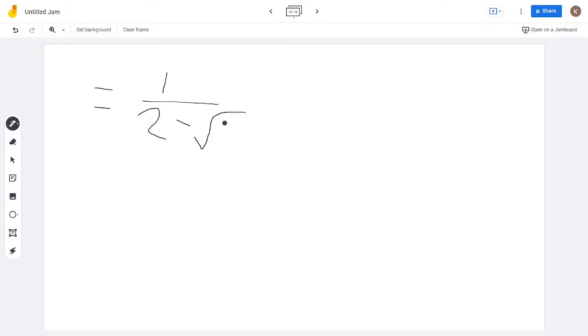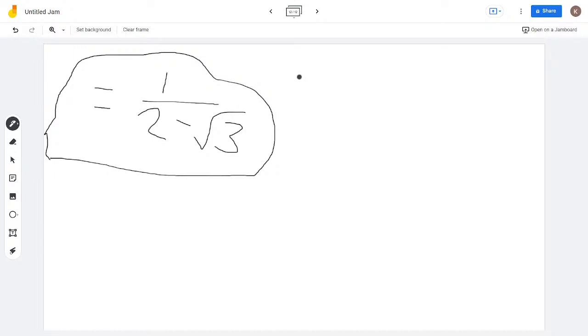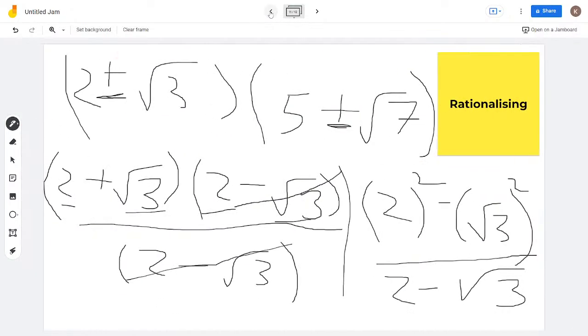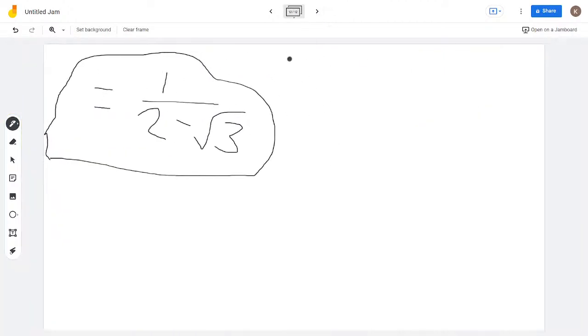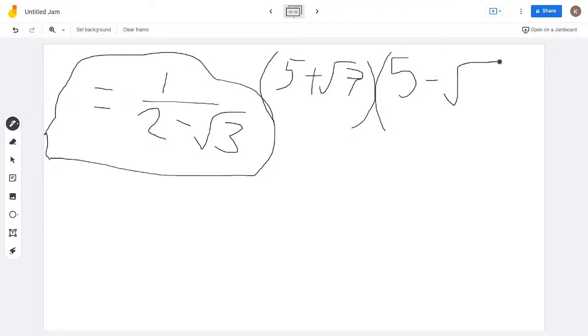Now let's simplify the second one. And the second one is 5 plus root 7. So 5 plus root 7 would be multiplied and divided by 5 minus root 7. Since this plus sign is here, we will multiply and divide it by the minus sign term, which is 5 minus root 7. Okay.